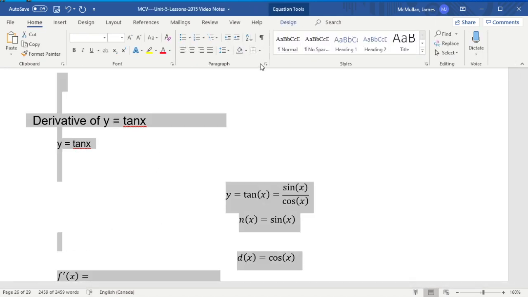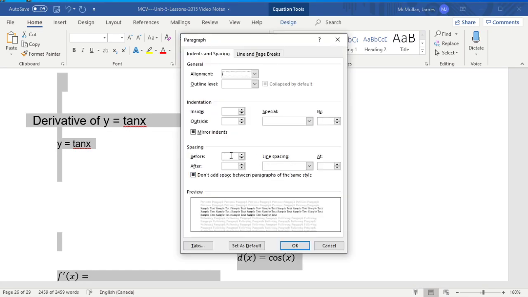Sorry, I just realized, I think this is double spacing on me. It's bugging me. Apologies.